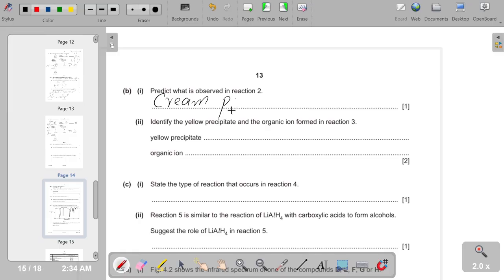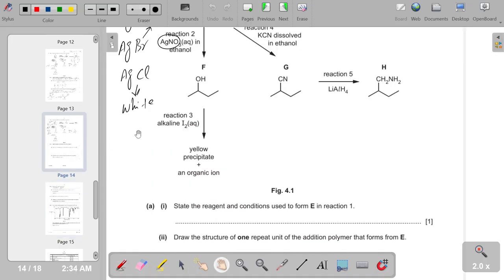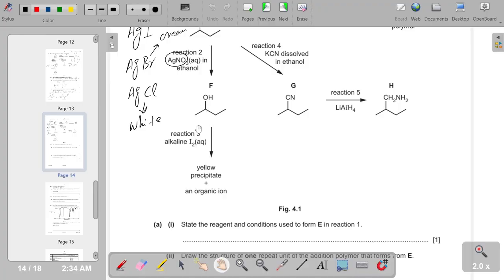Cream precipitate. Okay. Identify the yellow precipitate and the organic ion formed in reaction 3. Okay, reaction number 3, so I should go back. You can see it is an alkaline aqueous solution. Okay, so it's an iodoform test. This question is from the iodoform test. So you know triiodomethane is responsible for this yellow precipitate.